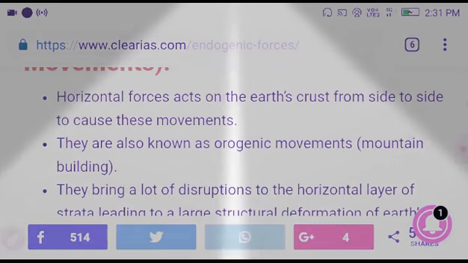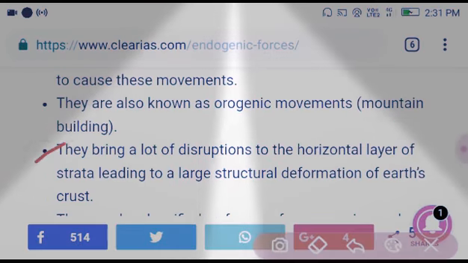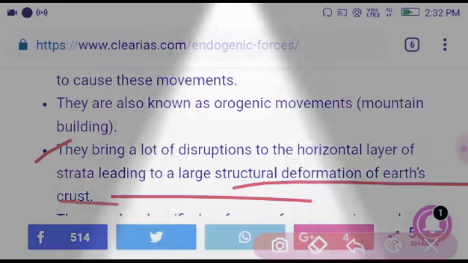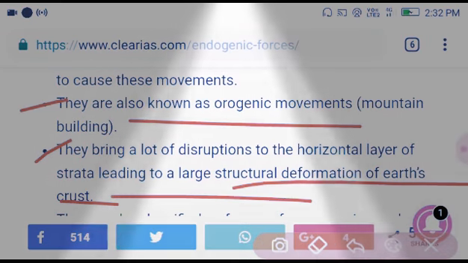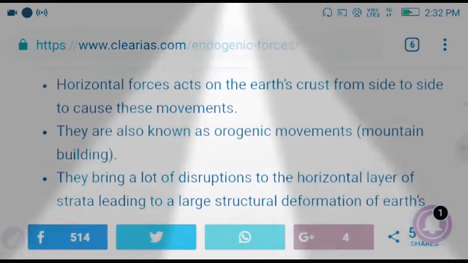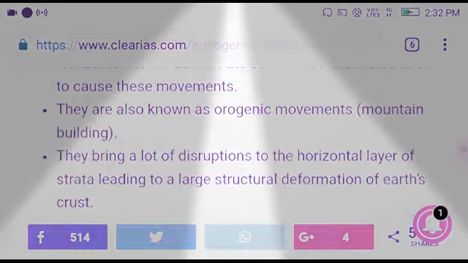They are also orogenic movements, or mountain-building movements. They bring a lot of disruption to the horizontal layers of the strata, leading to a large structural deformation of the earth's crust, so they are also known as orogenic movements. Please remember, these are mainly horizontal movements, acting as forces cast from side to side.